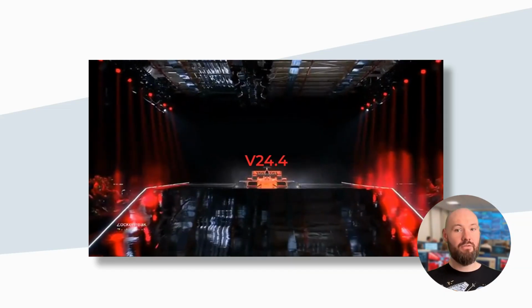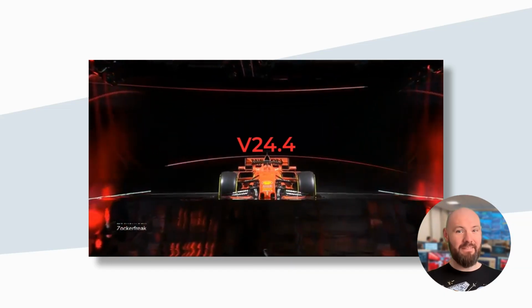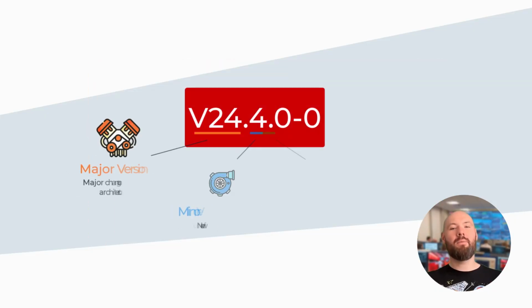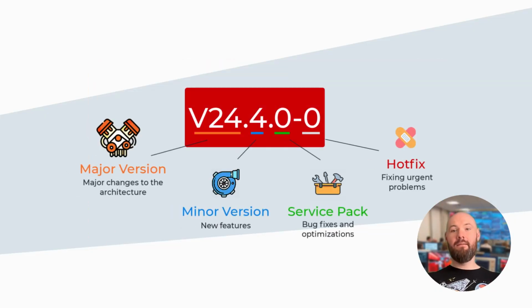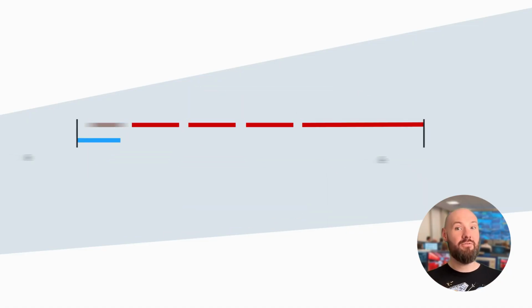Hello! Automic Automation version 24.4 was just released. It's a release that many people have been waiting for. Why? It's the last minor release, or as some call it, feature release.